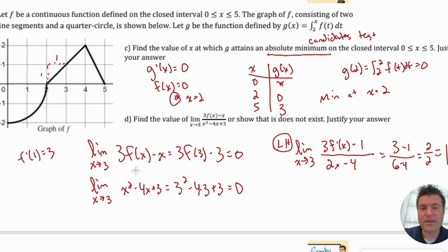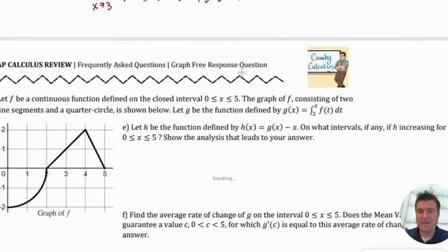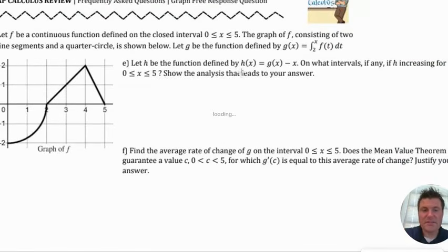So they'll usually throw an LHOP in there out of nowhere. So it's super common. Everything you've seen right now is super common. Candidates test is probably the most common of all these types of questions. LHOP has been there a couple times. Let's keep on moving on here.